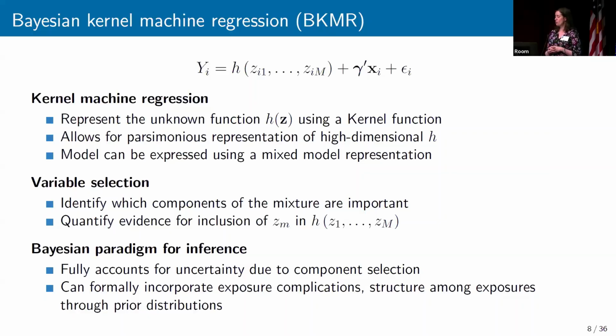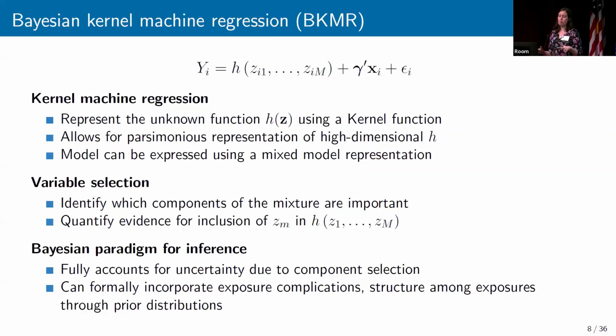One is it allows for a parsimonious representation of a high dimensional exposure response function H. There's also work that showed that once you have this kernel machine representation, you can express it in terms of a mixed model representation. So if you take the mixed model representation, you can then fit it using standard software for mixed models in the simpler approach where you don't incorporate variable selection.